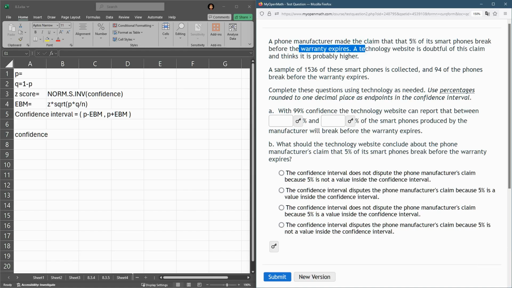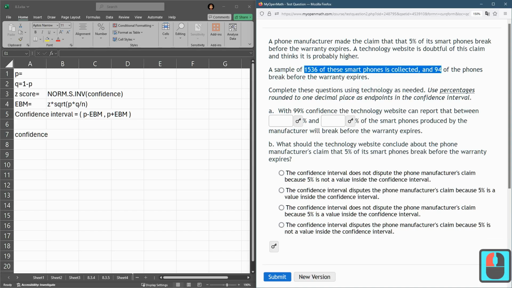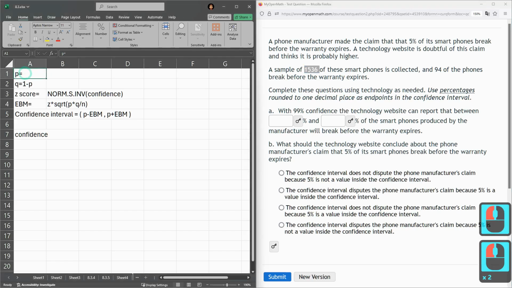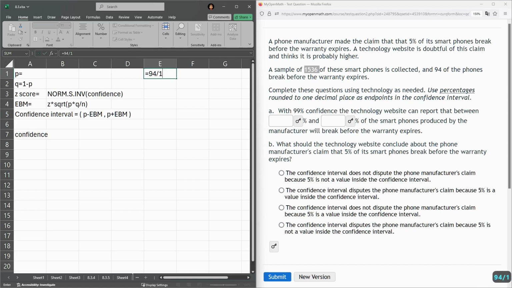And there's a website that ran some samples, and they did a lot of samples. So here is our proportion that we got in the experiment. So it's 94 out of 1536. And that's the first proportion right here. So 94 of 1536. And this number, so more than 5% of the phones broke before the warranty expired.